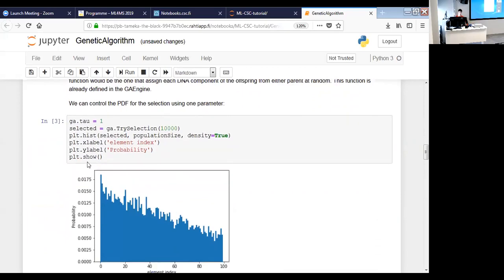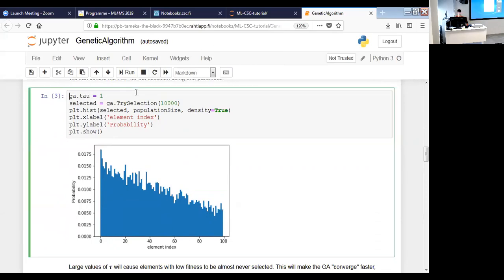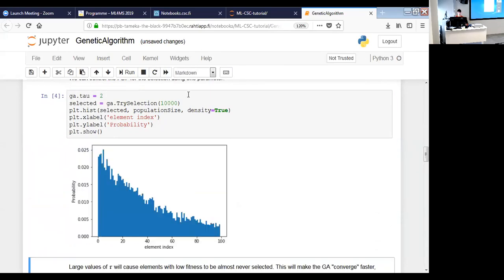If we put tau equal 1, the probability distribution for selection is going to look like this. The first element in the population is going to have this probability of being picked, and the last one, the worst, is going to have this probability. If you make tau bigger, your distribution becomes more and more biased towards good elements, which means you're going to have a fast evolution.